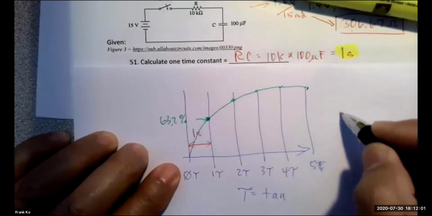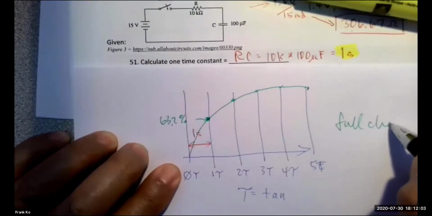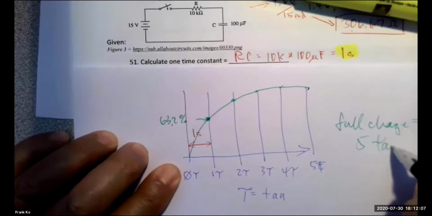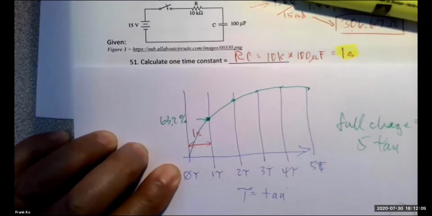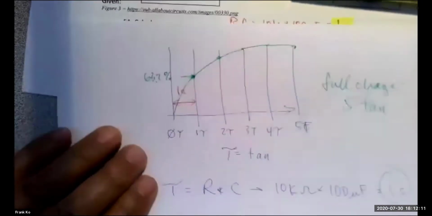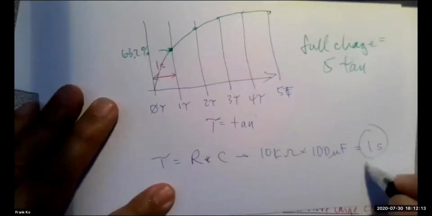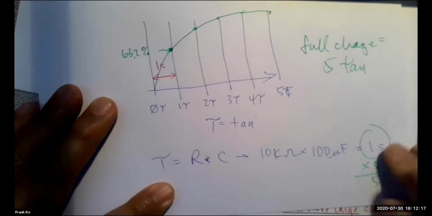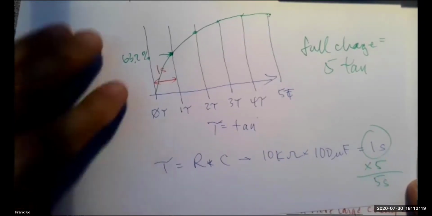We say the full charge is equal to 5 tau. And if 1 tau is 1 second, all you have to do is multiply by 5, and you're going to get 5 seconds. Okay? Okay, thank you. You're welcome.